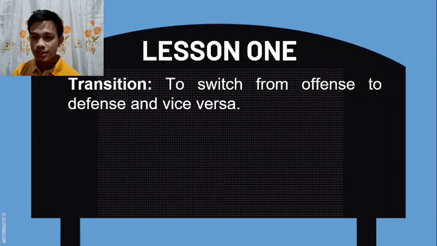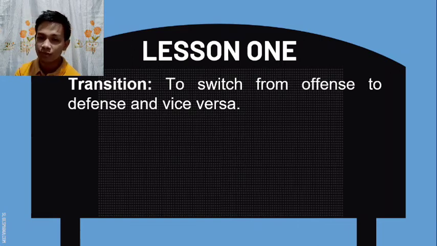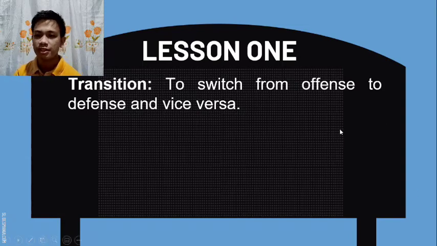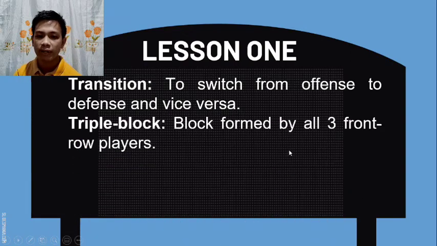Next, transition, to switch from offense to defense and vice versa. Ito yung change kanina from serving. So, serving team, if hindi kayo nanalo sa rally, you will be the one to receive. So, yan. Same lang siya sa from offense to defense. Palit-palit. Next, triple block. All 3 players, front row players, they position their bodies to block the attack of the opponent.